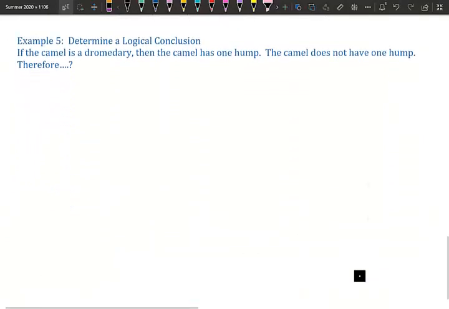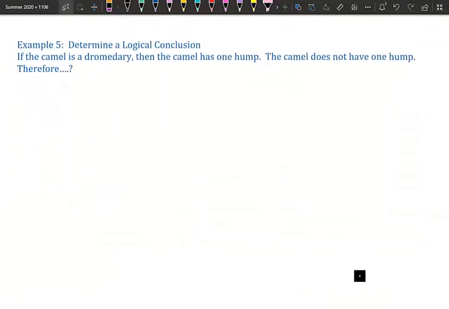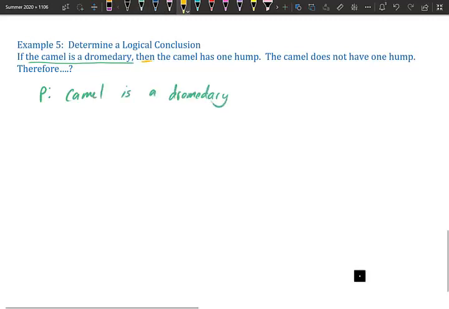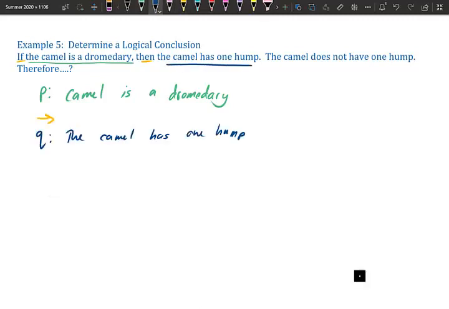Let's do example 5. So, determine a logical conclusion. Sometimes we're going to be given a statement and we need to determine a logical conclusion that actually follows laws. So, as we always do, determine P, Q, and if there's an R. So, the camel is a dromedary. So, we say P, that camel is a dromedary. We have our connective. The camel has one hump. So, that's our Q.